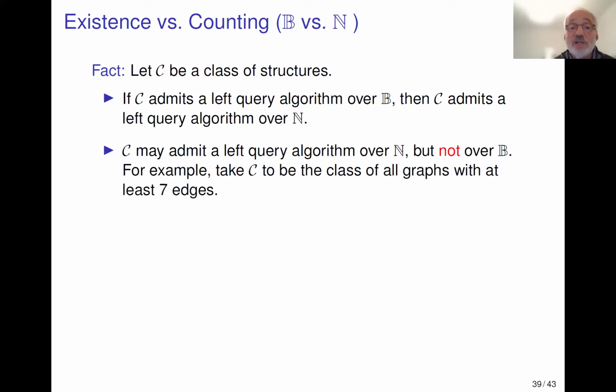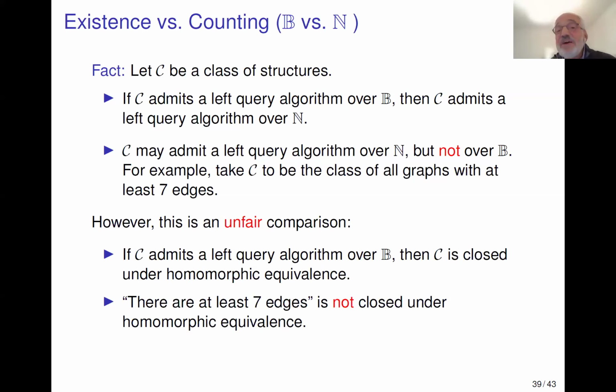But that's an unfair comparison, because as I said, if you admit a left query algorithm over B, then C is closed under homomorphic equivalence. So there is at least 7 edges. It was not fair. You lose from the beginning, so to speak.